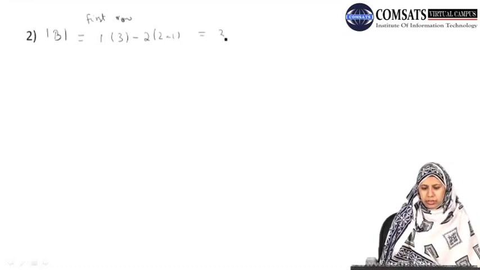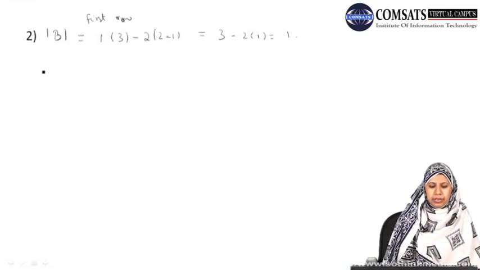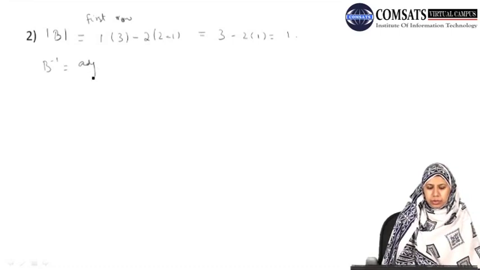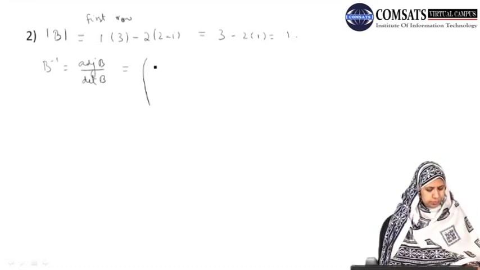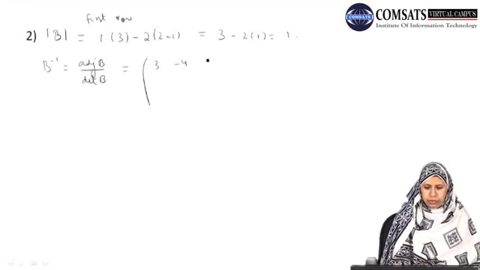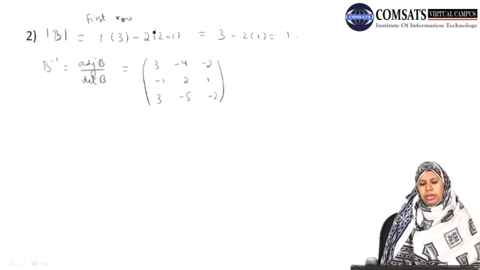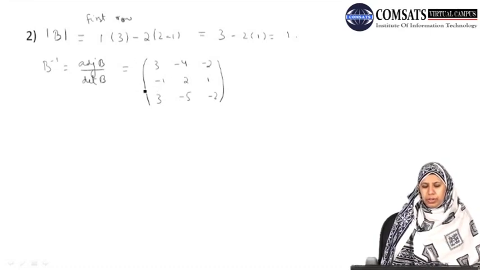Solving this, we obtained 3 minus 2 into 1, which is equal to 1. So the determinant of our given matrix is 1. And now the inverse. The inverse is obtained by multiplying our adjoint by the reciprocal of the determinant. That is, our adjoint was 3, minus 4, minus 2, minus 1, 2, 1, 3, minus 5 and minus 2.